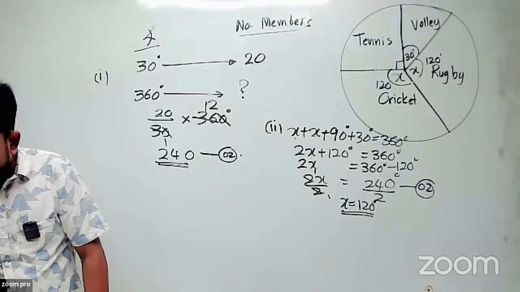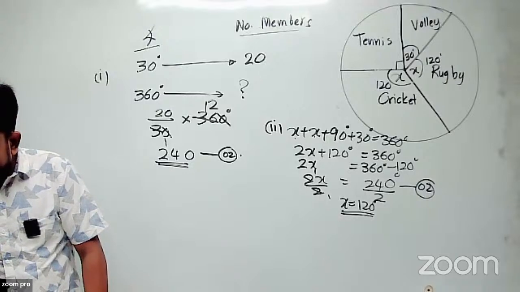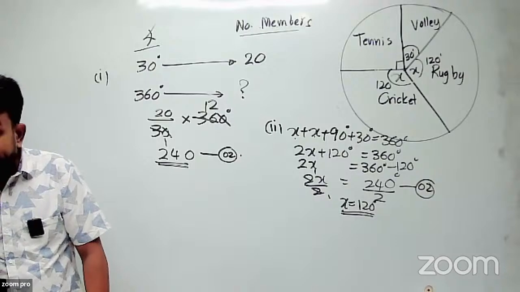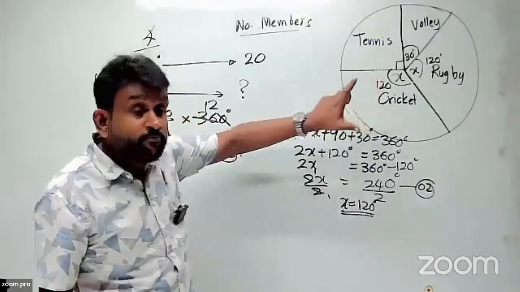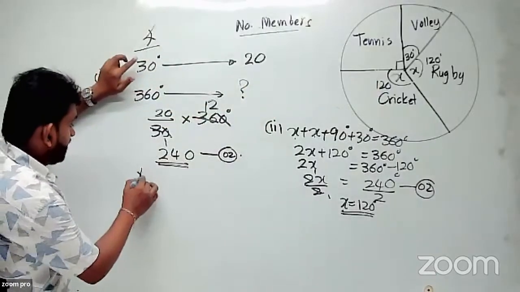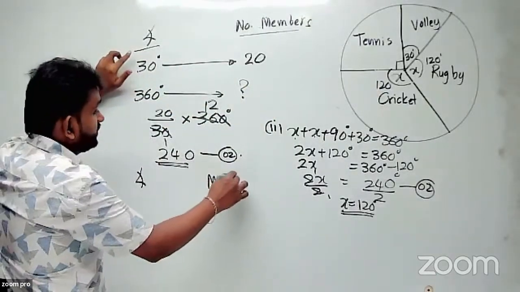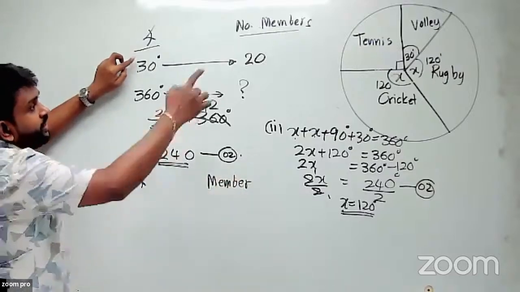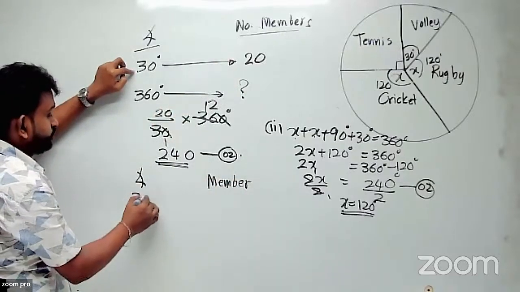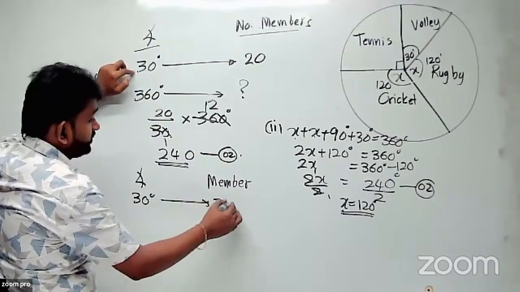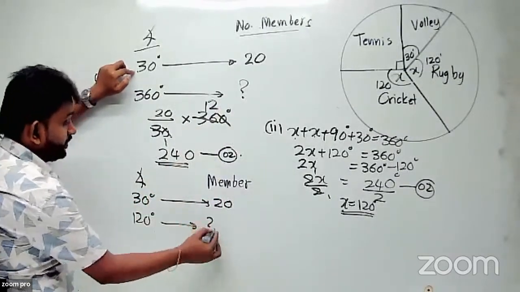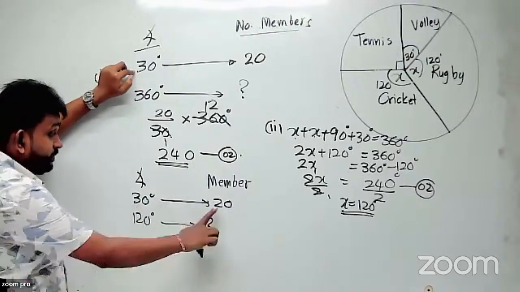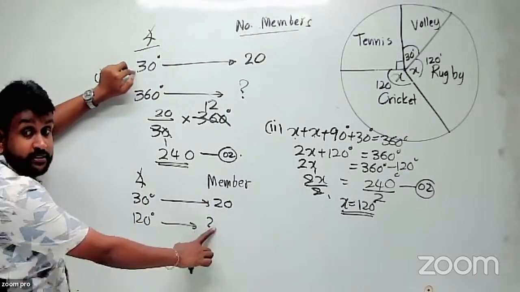Okay, the second one: find the number of members playing cricket. So in the same way, with angle and members, take a known thing. What is a known thing? We can deal with the 30 degrees also. 30 degrees means 20 members, right? Then cricket, 120 degrees, means how many members? Build up. 30 means 20. 120 means then how much?